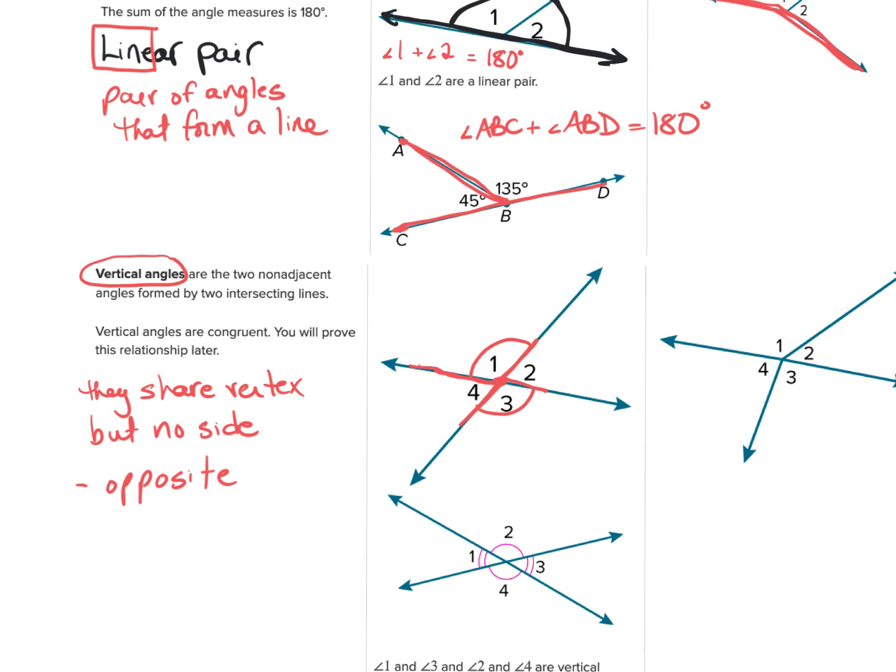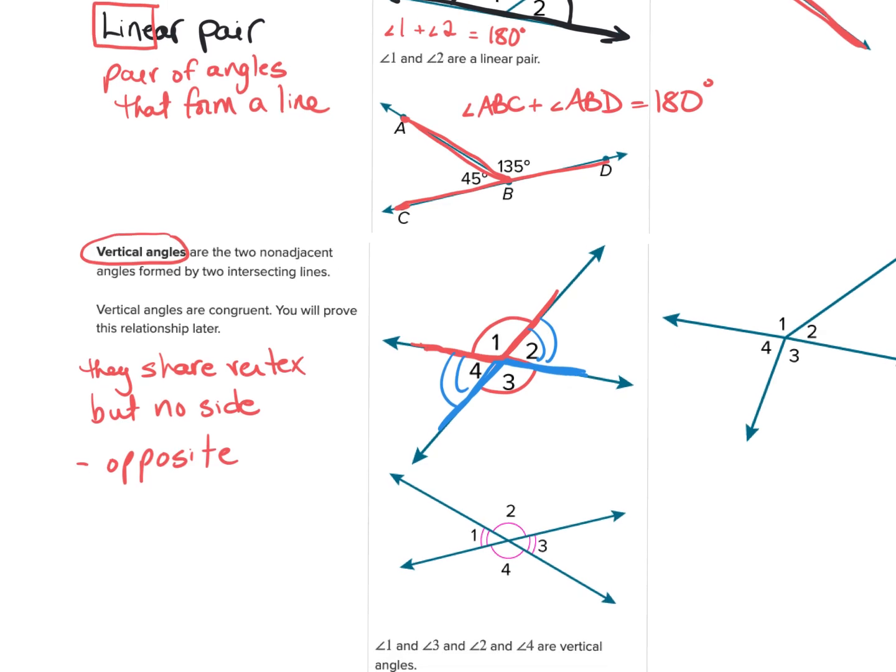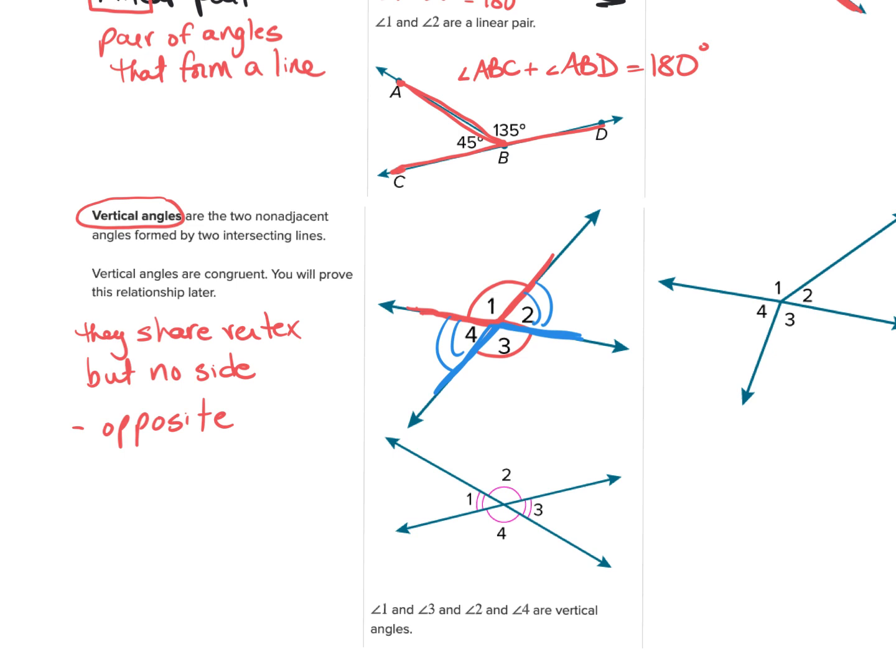Okay, because angle 1 is formed by these 2 sides that I highlighted in red, and angle 3 is formed by these 2 sides that I have in blue. So angles 2 and 4 are vertical as well. Those are also vertical. Okay, and what we need to remember is that vertical angles are always congruent. Okay, remember, congruent means equal.